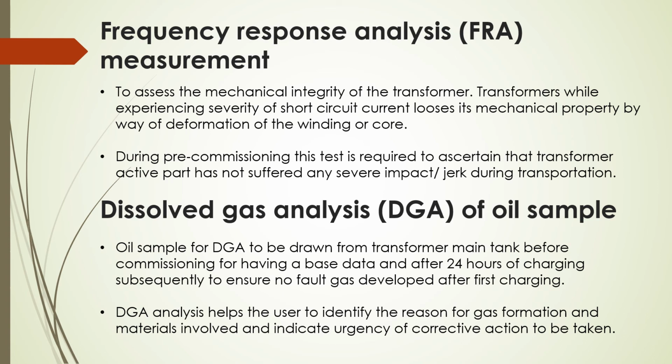Dissolved gas analysis of the oil sample. Oil samples for DGA are to be drawn from the transformer main tank before commissioning for having base data, and subsequently after 24 hours of charging, to ensure no fault gas is developed after first charging. DGA analysis helps the user to find the reason of gas formation and materials involved, and indicates the urgency of corrective action to be taken.